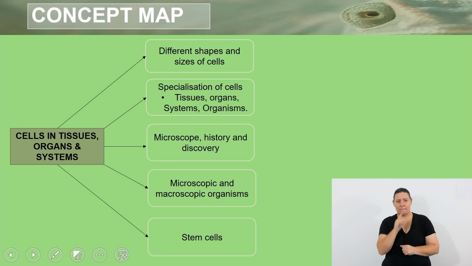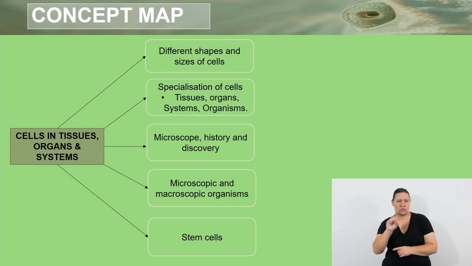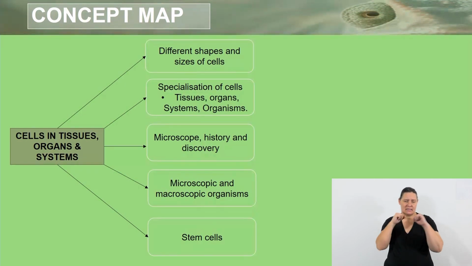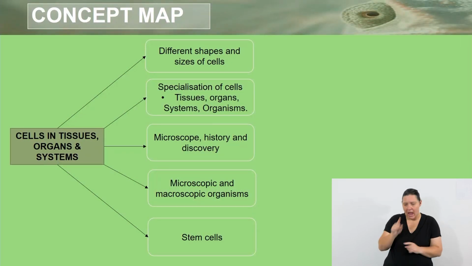So this is our concept map and it tells us how our lesson is structured. The first thing we are going to tackle today is the different shapes and sizes of cells. We are then going to move on to the specialization of cells, looking at tissues, organs, systems, and organisms. We are then going to move on to the microscope and the history and discovery of the microscope, and then we are going to look at microscopic and macroscopic organisms, and lastly we are going to look at stem cells.